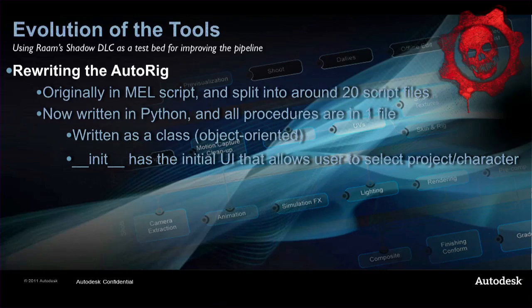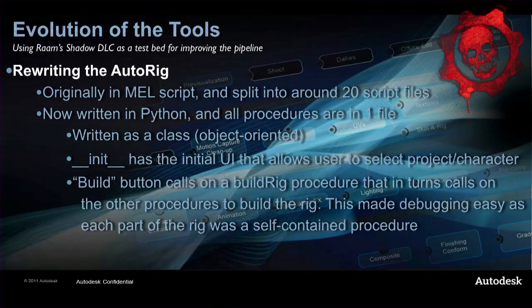And when you hit the build function, it actually calls another procedure that in turn calls all the other procedures in order. And all those are self-contained so that we can just comment out whichever procedure we don't want, and that's a good way to debug things as well. But it's very clean and very fast.